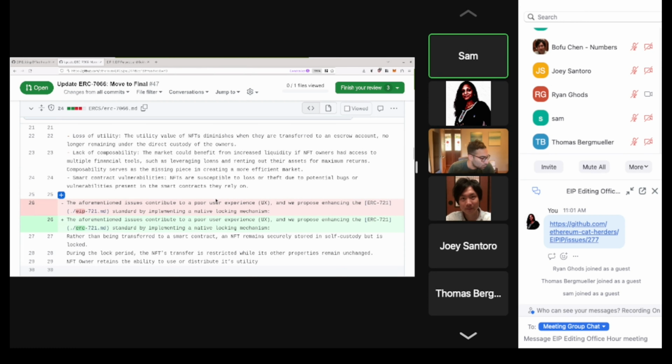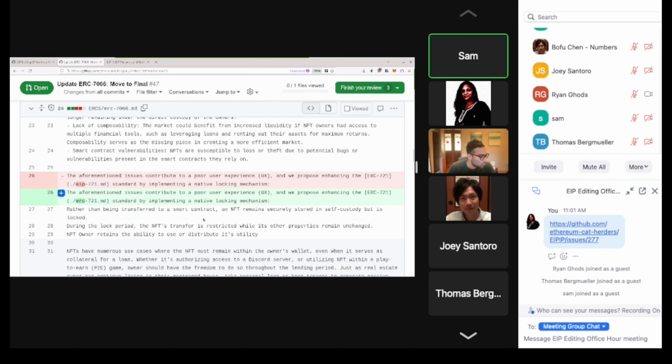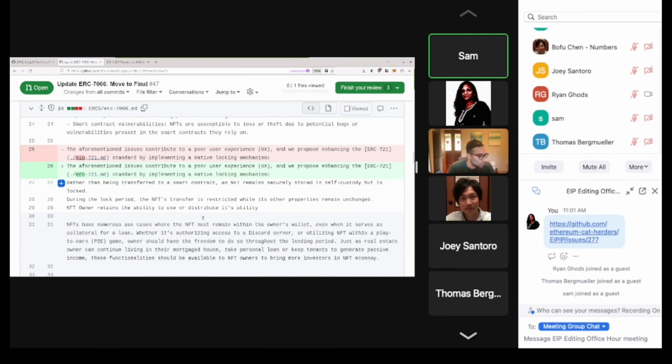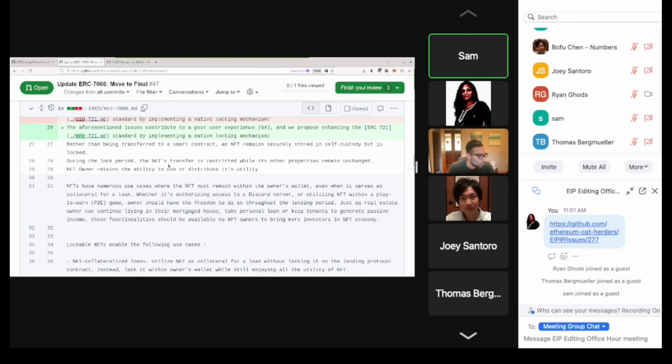So the aforementioned issues contribute to a poor user experience, and we propose enhancing the 721 standard by implementing a native locking mechanism. Rather than being transferred to a smart contract, an NFT remains securely stored in self-custody, but is locked. During the lock period, the NFT's transfer is restricted, while its other properties remain unchanged to use or distribute its utilities. So there should be a period there.